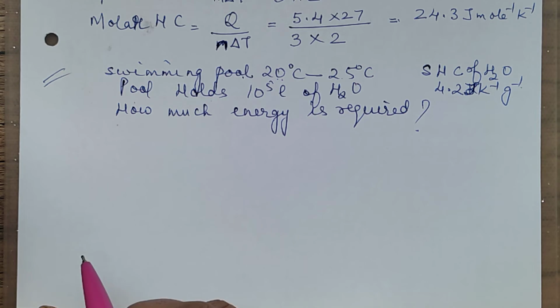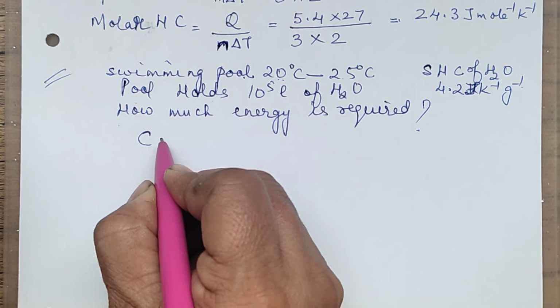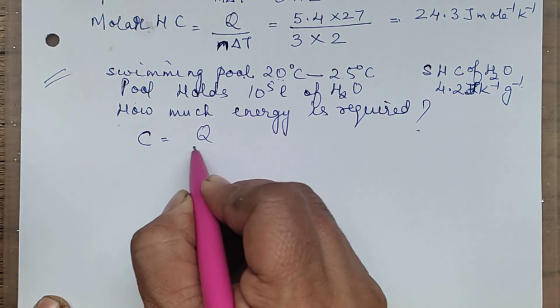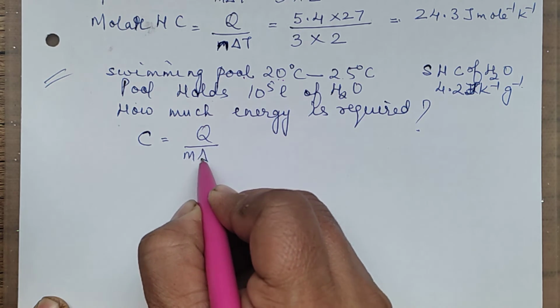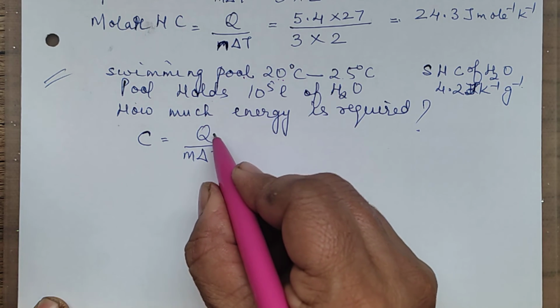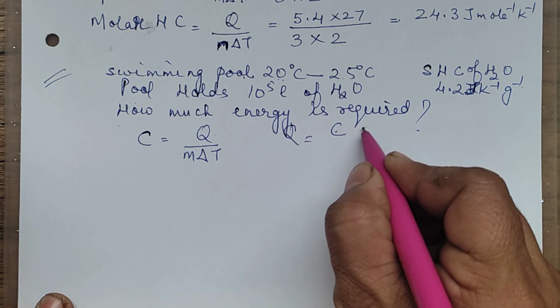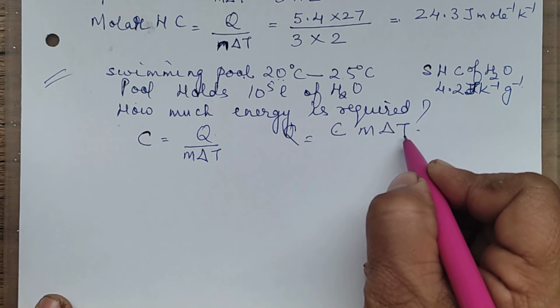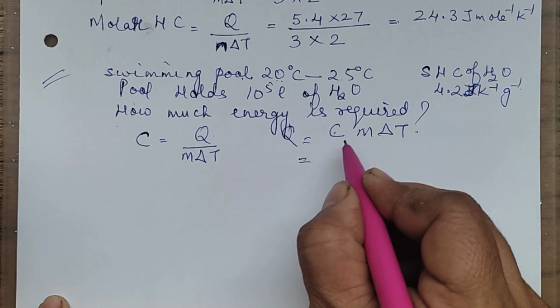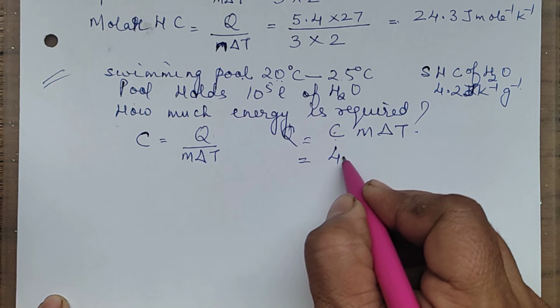they are asking us to calculate Q. We have the formula, specific heat capacity is equal to Q by M delta T. Right, you have to calculate Q. So Q is equal to C M delta T. You can put the values. C is given as 4.2.